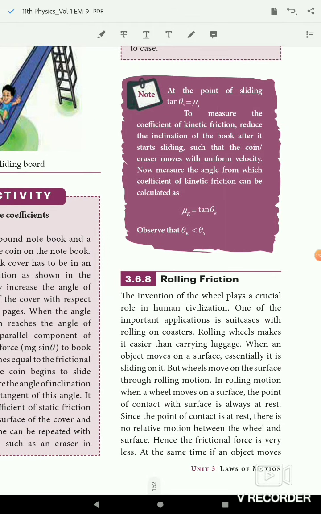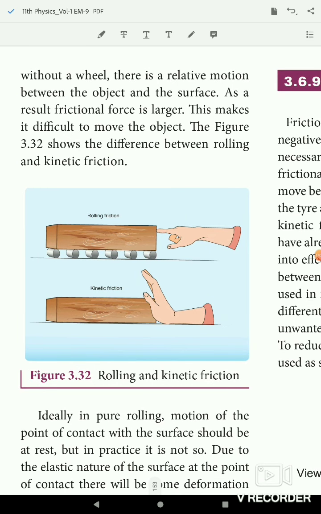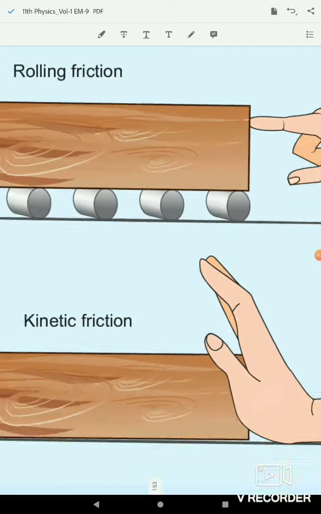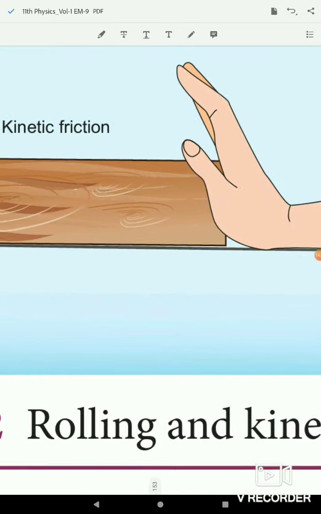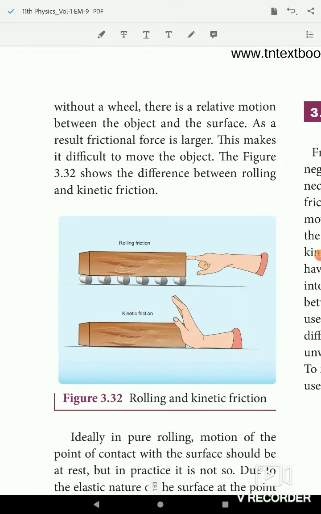At the same time, if an object moves without a wheel, there is relative motion between the object and the surface, so friction is higher. See that in the upper figure, the bottom has rollers, but in the case of that board, there is no rolling sphere, so it is difficult to move. But this one is easier to move, and this one is difficult to move.